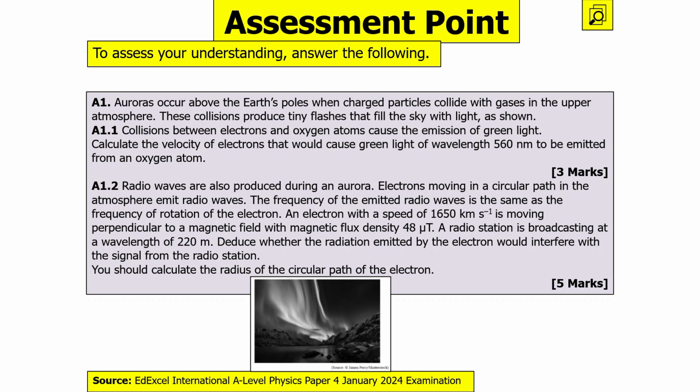The electrons move in a circular path in the atmosphere and emit radio waves. The frequency of the emitted radio waves is the same as the frequency of rotation of the electron. An electron with a speed of 1,650 km per second is moving perpendicular to a magnetic field, with magnetic flux density 48 microteslas. A radio station is broadcasting at a wavelength of 220 meters. Deduce whether the radiation emitted by the electron would interfere with the signal from the radio station. You should calculate the radius of the circular path of the electron. So, pause the video now, and then unpause the video when you want to go through your answer.